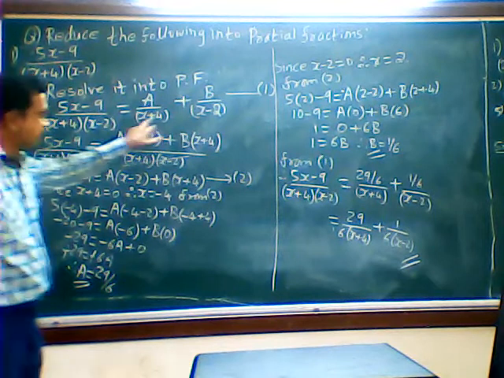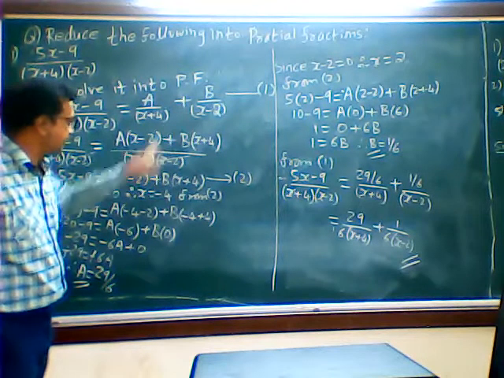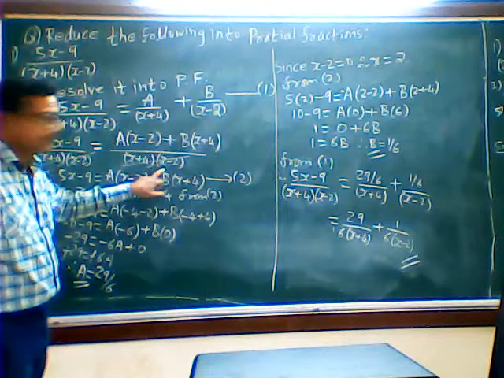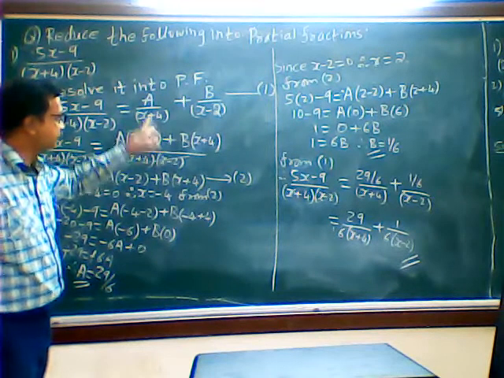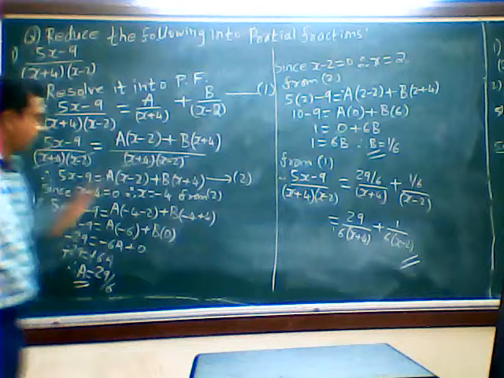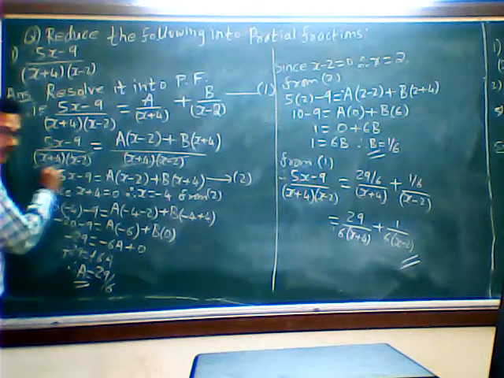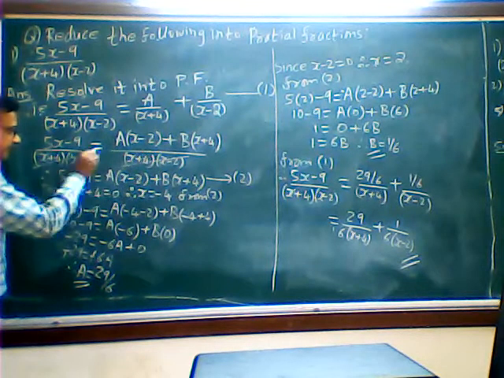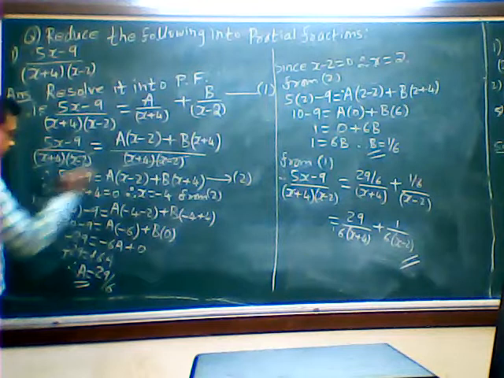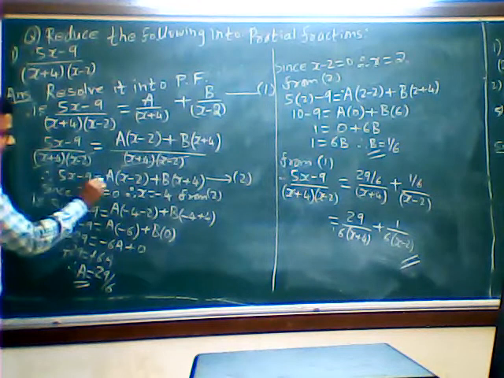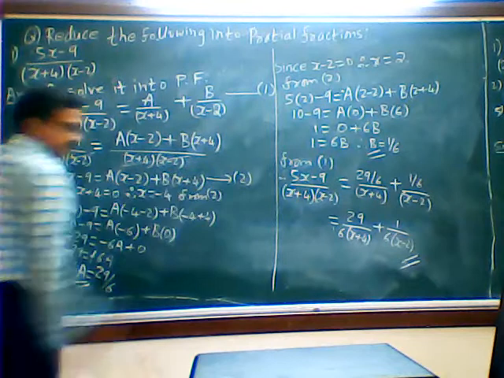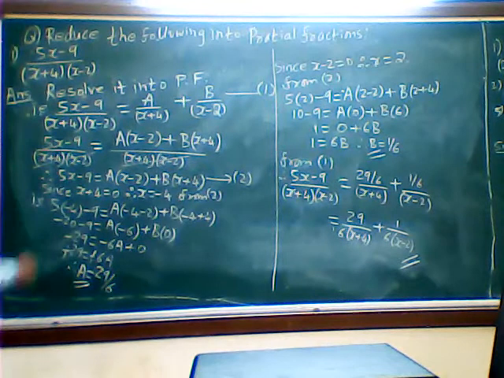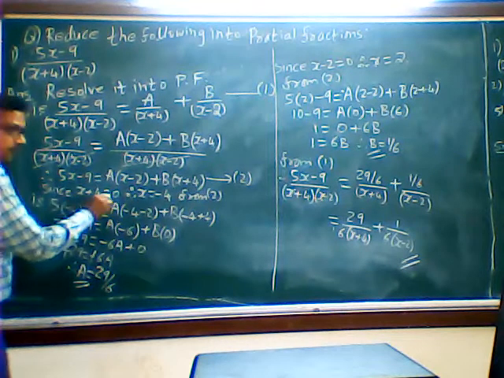Here what I have done, I have taken LCM with both the brackets. Then this is cross multiplied here, A into (x minus 2) plus B into (x plus 4). After that, this denominator and this denominator I have cancelled. Okay, therefore 5x minus 9 is equal to A into (x minus 2) plus B into (x plus 4), equation number 2.